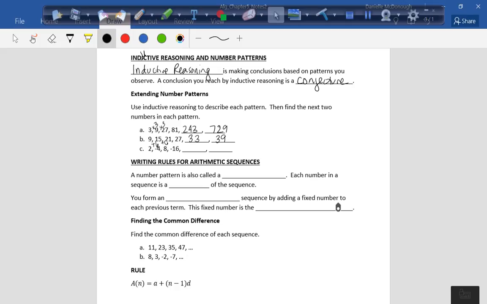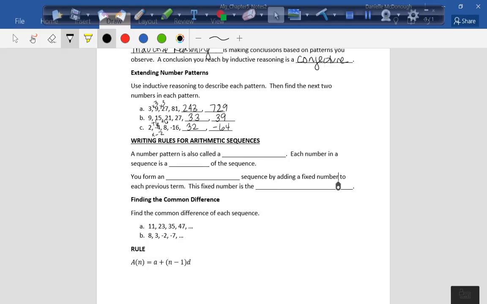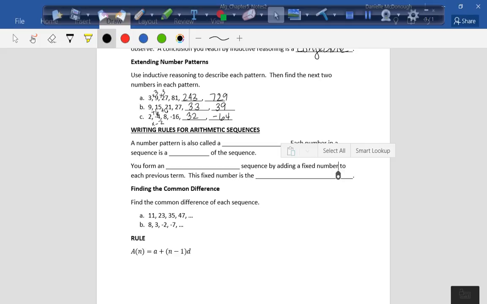And then this next one, I have 2, negative 4, 8, negative 16. Because it's positive, negative, I can kind of think I'm probably multiplying by a negative number. And so I'm multiplying by a negative 2 here each time. So negative 16 times negative 2 is going to be a positive 32. And then 32 times negative 2 is going to give me a negative 64. I don't know what this is right here.